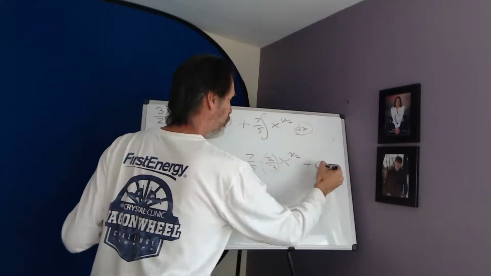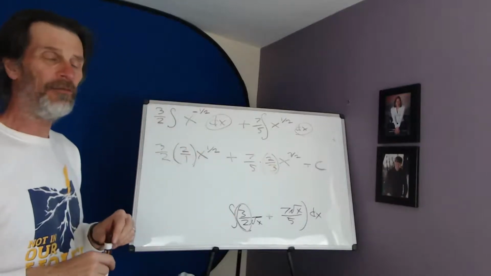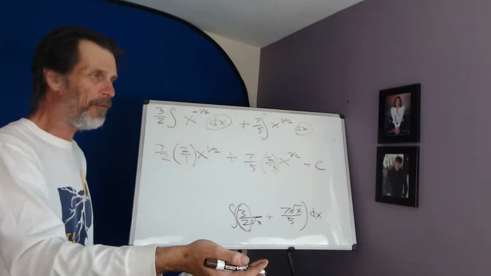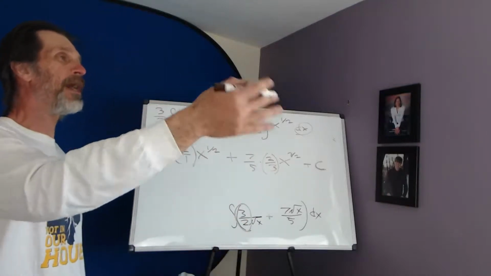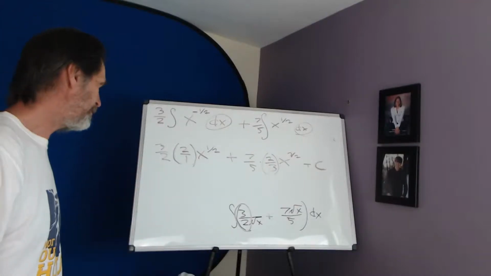Add on c. One more time, the steps that I'm doing with the antiderivative are the opposite of what I did when I did the derivative. The derivative, bring the power down, reduce the power by 1. Antiderivative, bring the power up, multiply by the reciprocal of the new power.